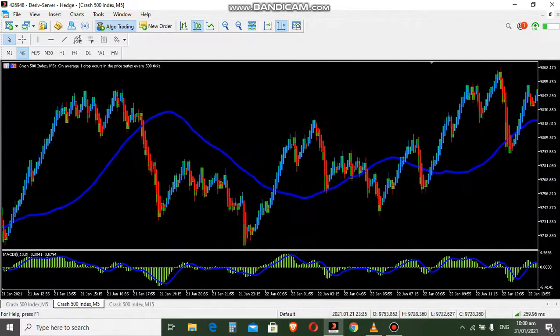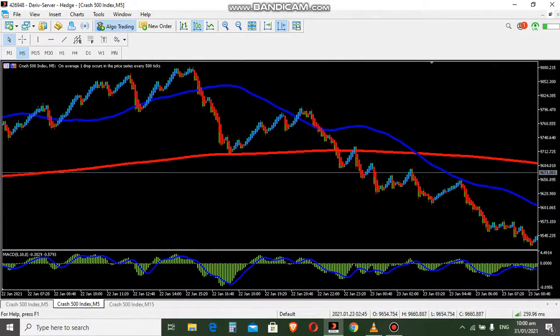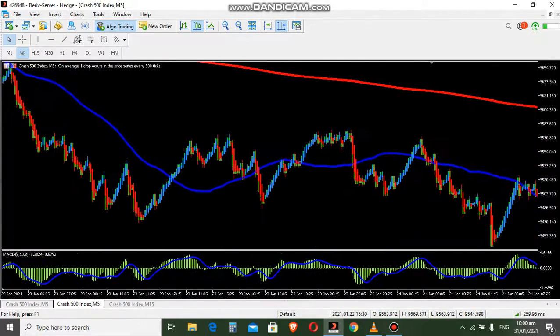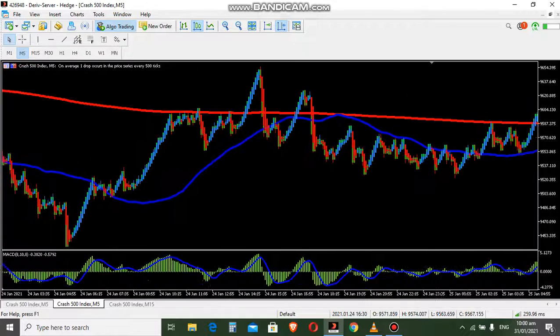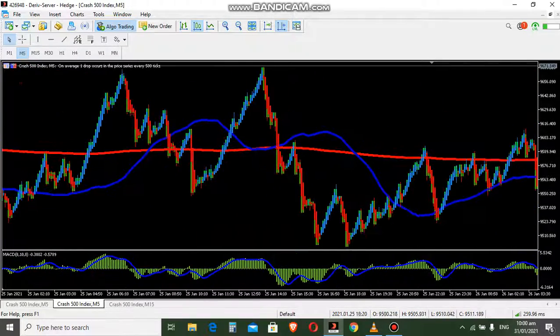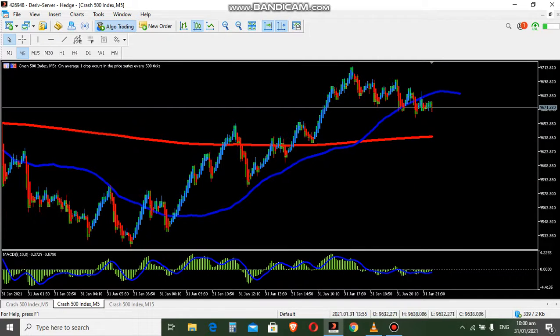I want to give a simple strategy on how to trade Crash 500 or Boom 500. This strategy is a beginner strategy, though it is a borrowed strategy, but I have added a simple twist to it to make it easier for a beginner to understand.